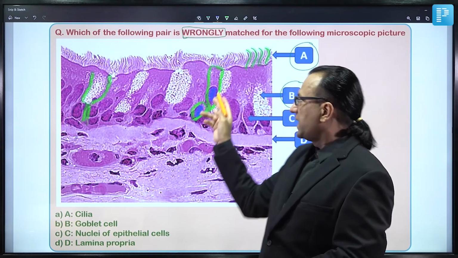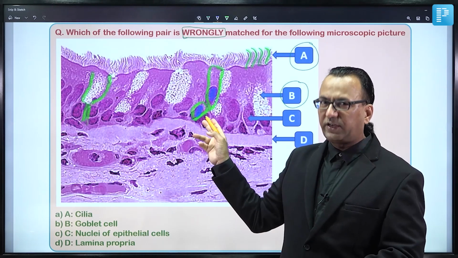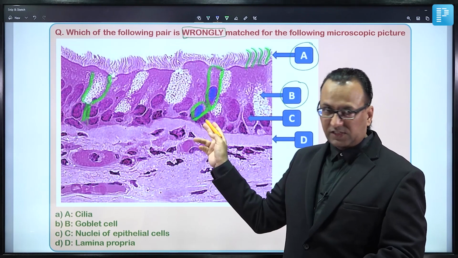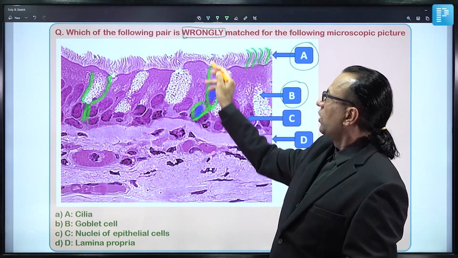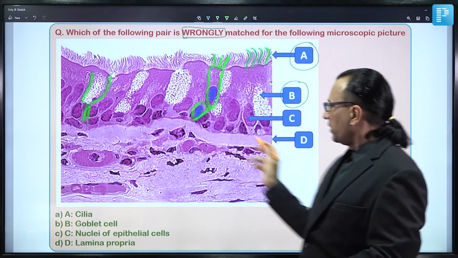Since they are placed at different levels, it appears like stratified, but it is not exactly stratified since each of the cells is attaching to the basement membrane, hence called pseudo-stratified. So pseudo-stratified ciliated columnar epithelium with goblet cells. What about the marker D?